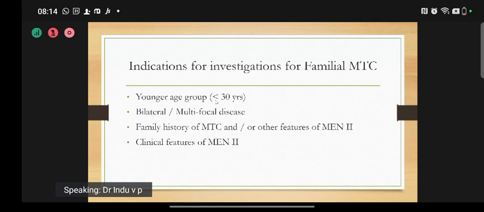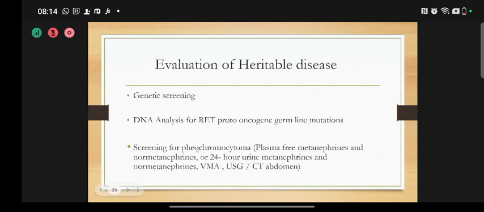So when to evaluate for a familial medullary thyroid cancer? When a young patient of less than 30 years presents with a nodule with a diagnosis of medullary thyroid cancer, or a patient presents with bilateral multifocal disease, or a patient gives a family history of medullary thyroid cancer, or a history suggestive of MEN2. So how to evaluate for a heritable disease? We should evaluate by genetic screening, DNA analysis for RET proto-oncogene mutation, and we should do a screening for pheochromocytoma with plasma-free metanephrine, normetanephrine, 24-hour urine metanephrine, and imaging depending on these biochemical values.